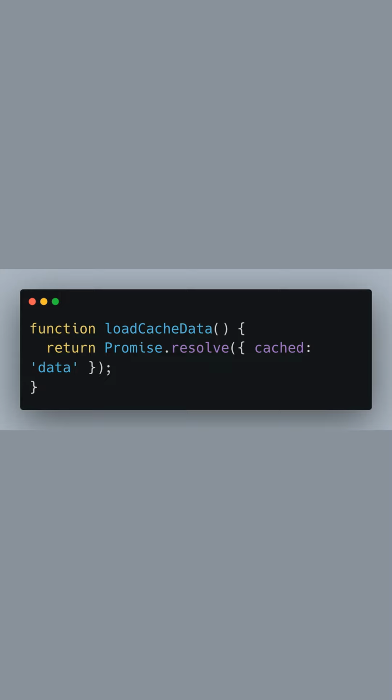The load cache data function is a placeholder for the actual caching mechanism. In a real-world application, this function should interface with a local database or storage system to retrieve cached data. In this example, we're returning a promise that resolves immediately with some mock data. This represents the cached data that might be available when working offline.